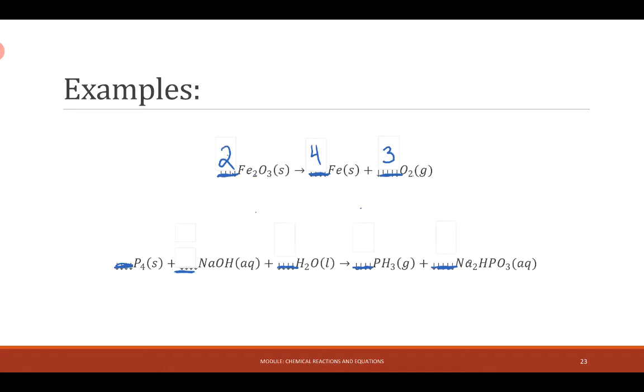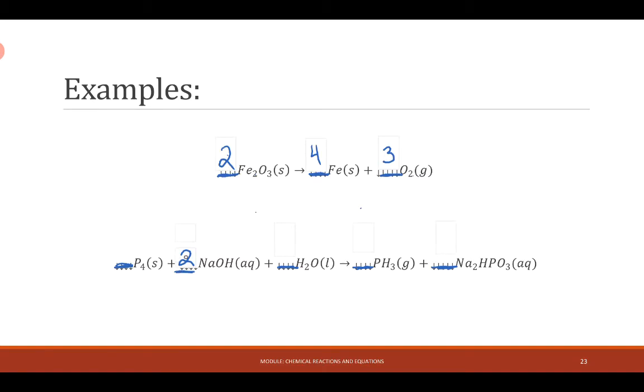I can see that phosphorus is in 2 different compounds and hydrogen is in 2 different compounds. And so that's going to make the hydrogens really difficult to balance and the phosphorus more difficult to balance. And then here I have oxygen in 2 different compounds. And so again, that's going to make oxygen difficult to balance. And so sodium appears in only 1 compound on each side. And so I'm going to start by balancing out my sodiums. And so I'm going to put a 2 here.